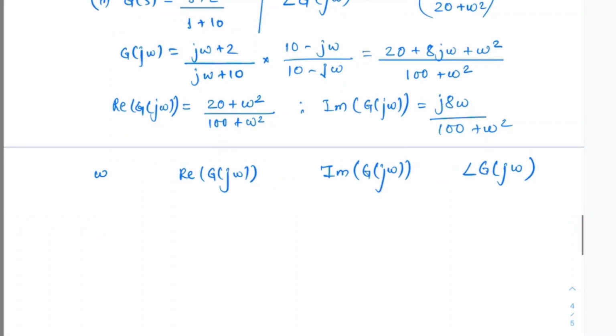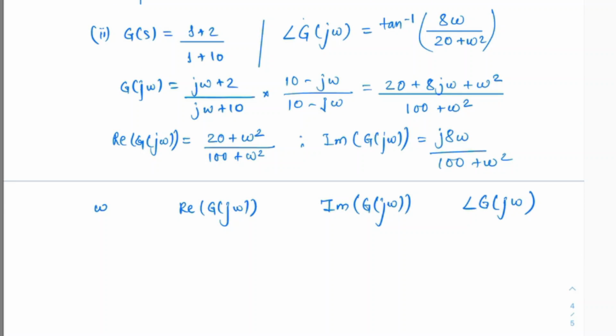Alright. So when omega tends to 0, the real part would be here we have 20 over 100, that would be 0.2. When omega tends to 0, the imaginary part would be 0. If we substitute 0 in the numerator, it will become 0. And the angle term will also be tan inverse of 0, so 0 degrees.